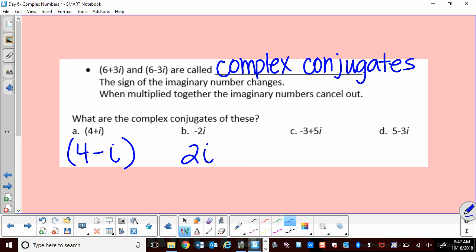What about for C? I have negative 3 plus 5i. How do I change the sign before the imaginary number? Well, my negative 3 stays. What happens to the plus? So negative 3 minus 5i. Don't make that 3 positive. You're only changing the sign before the imaginary number. Then for D, I have 5 minus 3i. That changes to 5 plus 3i.